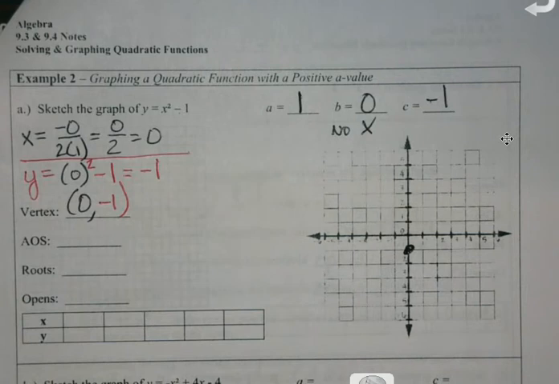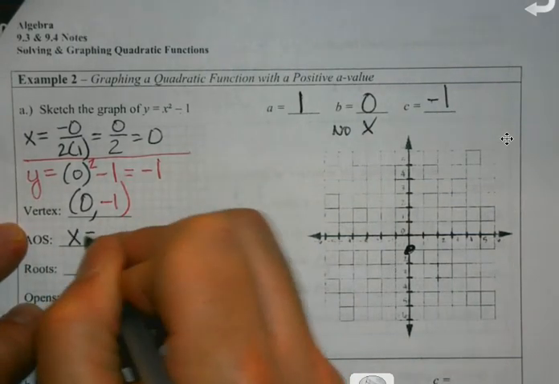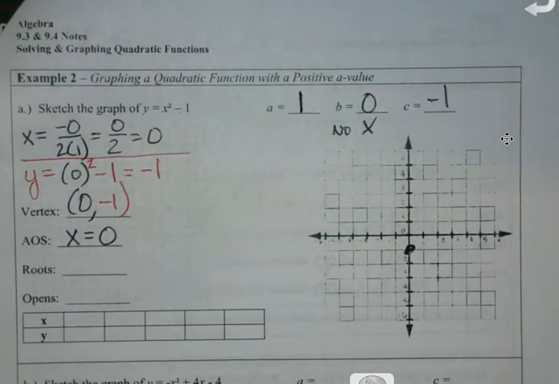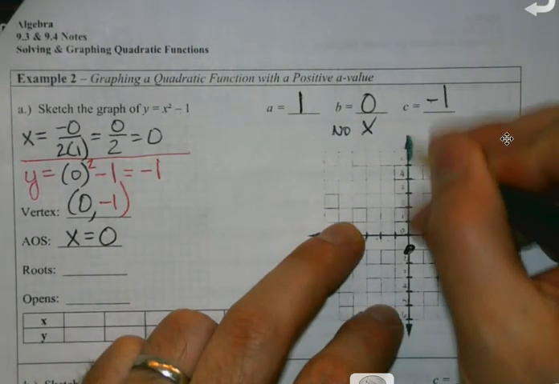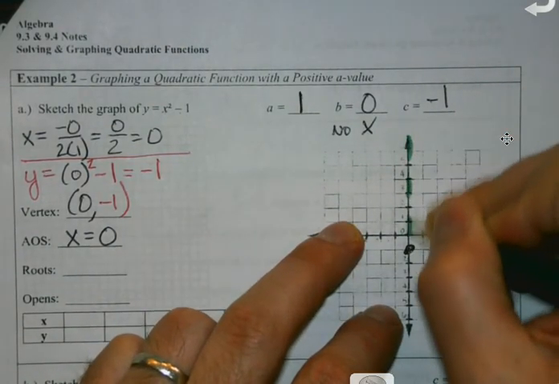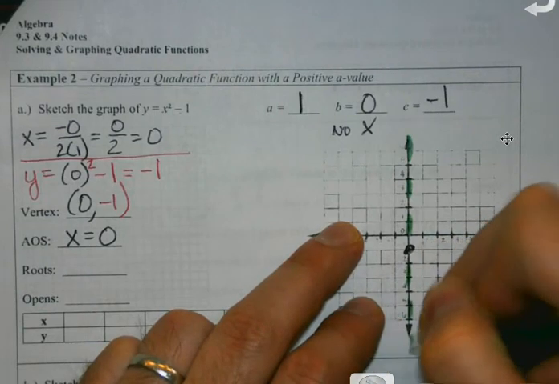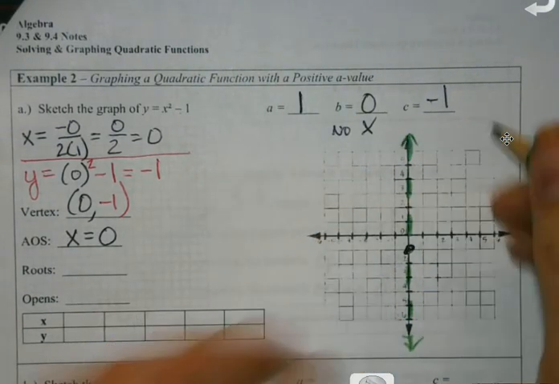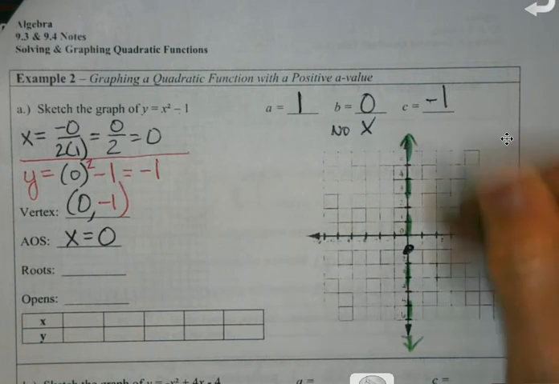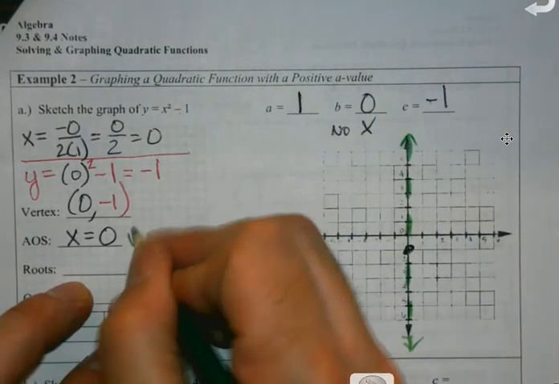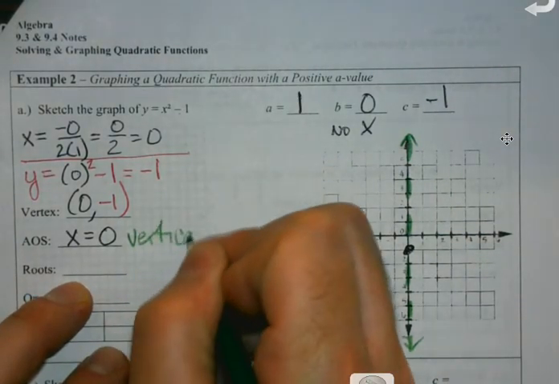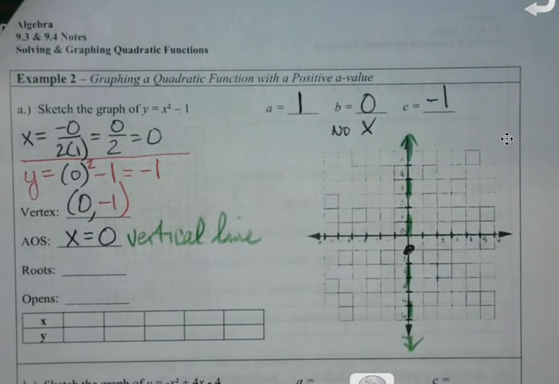My AOS, my axis of symmetry, is x equals 0. Now, you won't see until we actually plot all the points, but the axis of symmetry normally is just a dotted line that we put in along that point. So if it's at x equals 0, I just go to where x is 0, and I just make a vertical line. Always going to be vertical, or up and down. Don't worry about the roots yet. We'll get to that. And we'll do the opens part once we do the graph.